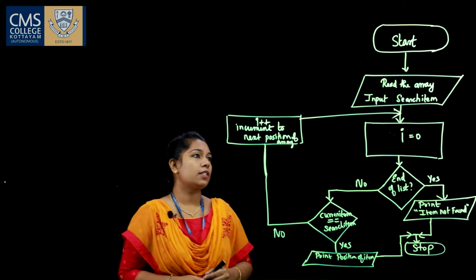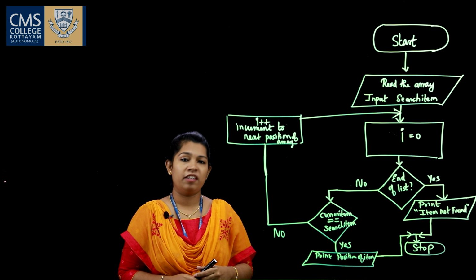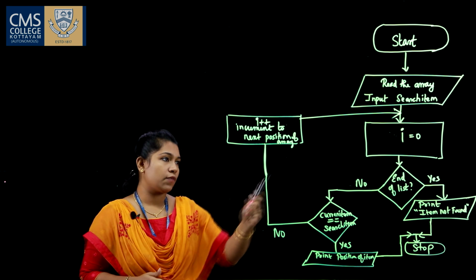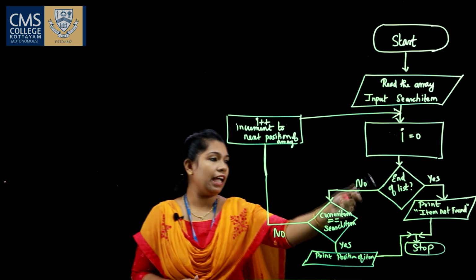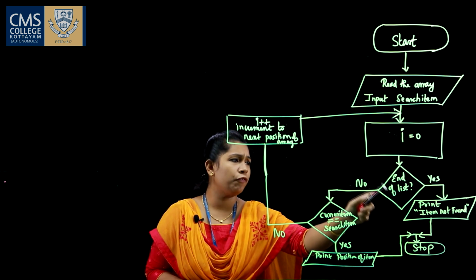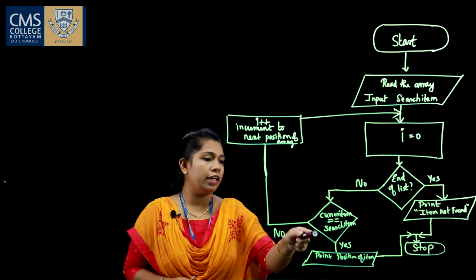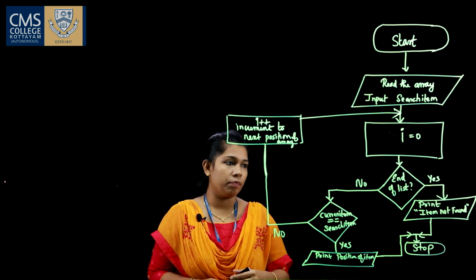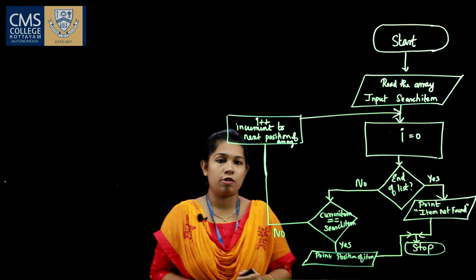You start the process, then you read the array, and then you ask the user to enter the search item. You know very well the array index starts from 0, so I have initialized I equal to 0. Then I check whether I have reached the end of the list. If I have not reached the end of the list, I go to the no branch. Under the no branch, I check whether the current item is equal to the search item. If I have reached the end of the list, then I print that the item is not found in the list.